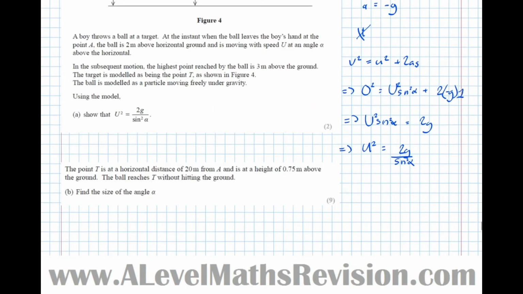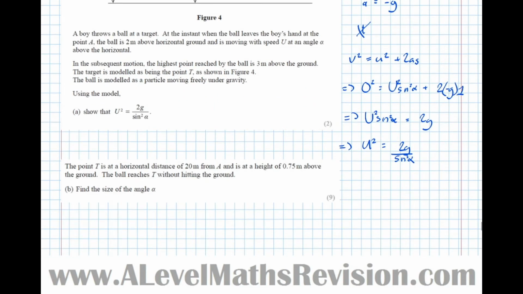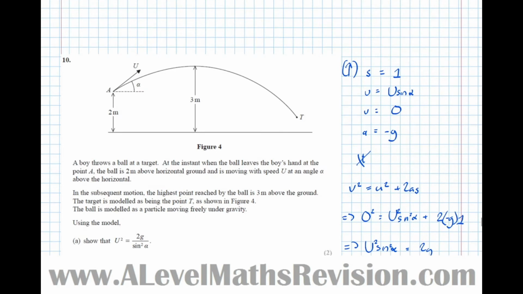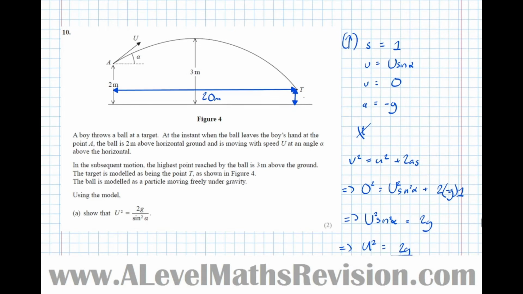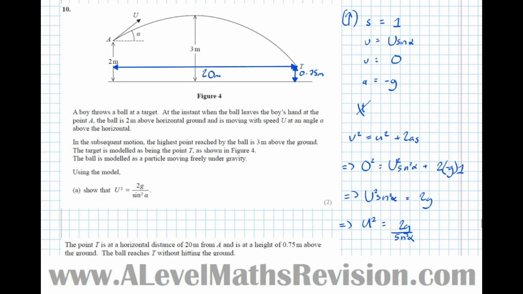So the next part, it says the point D is a horizontal distance of 20 meters from A and is at the height of 0.75 meters above the ground. Let's get that on the diagram. And that there is 20 meters, and this one here is 0.75 meters above the ground. So let's consider the particle when it's at this point here.